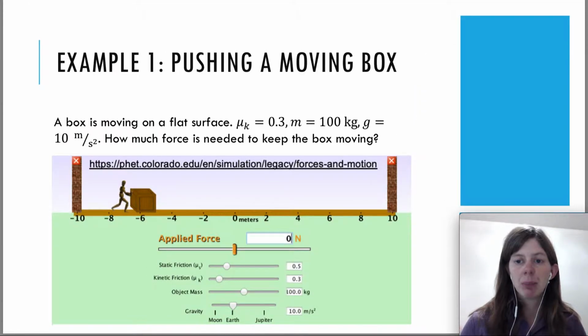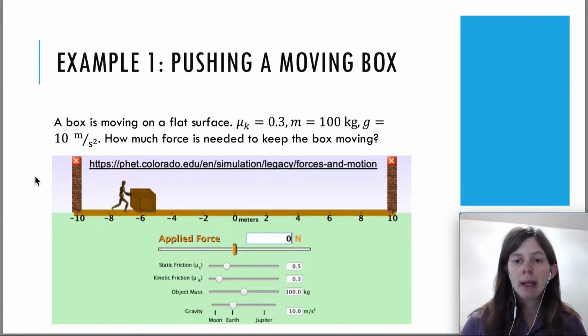Let's do an example. I chose this one because it's an applet, so you can feel free to click on the link and play with it a little bit. I encourage you to play with it first before you look at my solution. In this case, we're given that the box is moving, and the coefficient of kinetic friction is 0.3, the mass is 100 kilograms, and g is going to be 10 meters per second squared instead of 9.8, just to make calculations easier. How much force is needed to keep the box moving?